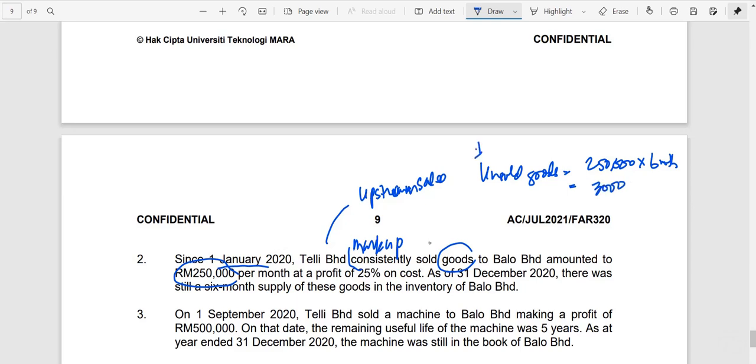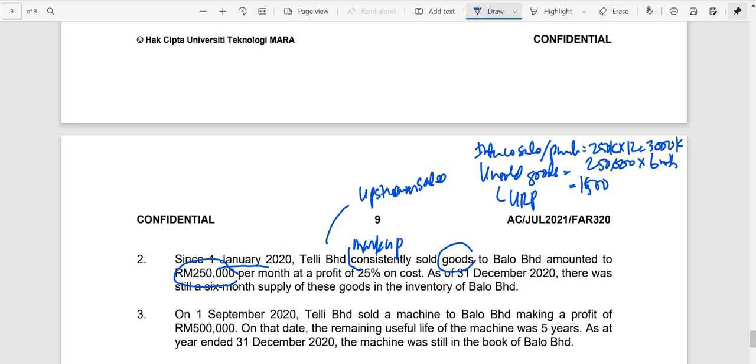However, for the intercompany sale or intercompany purchase, that would be 250 times 12. So this will give you 3 million, sorry. So this 3 million you will need to eliminate in the consolidated statement of profit or loss. But for this figure here, that would be 1.5 million.